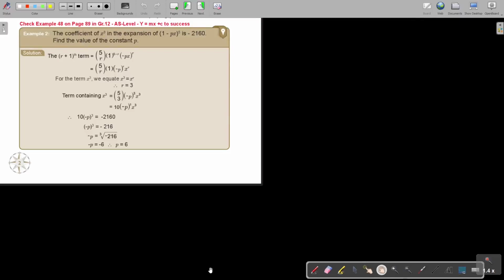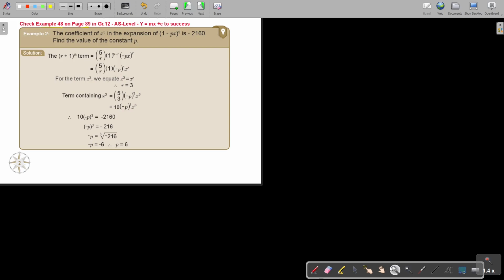AS-Level Binomial Theorem Exam Preparation Examples Part 2. Let's look at another example. Again, as I said, in this chapter, because it's new in the new curriculum, I want to refer you back to the textbook, to an example that's more or less the same. If you look in the textbook on page 89, example 48, that will be a typical example like this. Okay, but let's start with a new example.